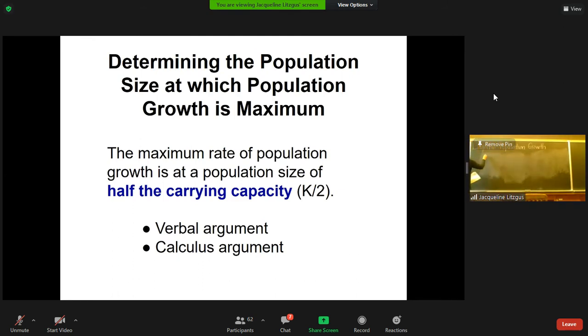Starting with the equation, we have dN/dt is equal to rN times (1 minus N/K).